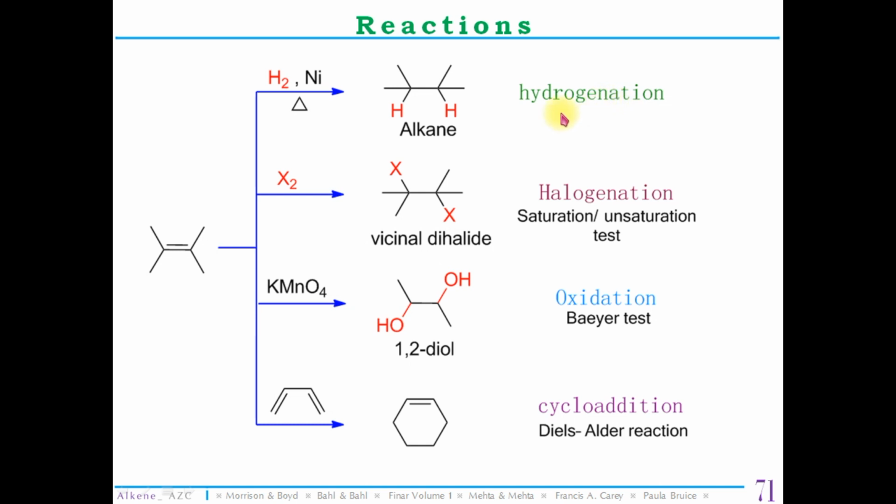Hydrogenation reaction, which is the conversion of alkene to alkane. Halogenation, where a halogen is reacted to give a vicinal dihalide; it is a saturation-unsaturation test. Oxidation, which is the Baeyer test using potassium permanganate as the oxidizing agent. Diels-Alder reaction, where the alkene acts as a dienophile and reacts with a diene to give a cycloaddition product.